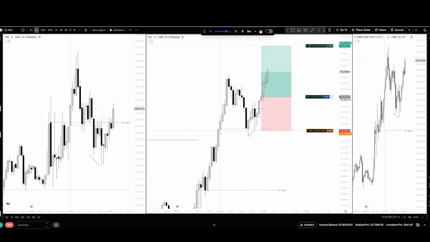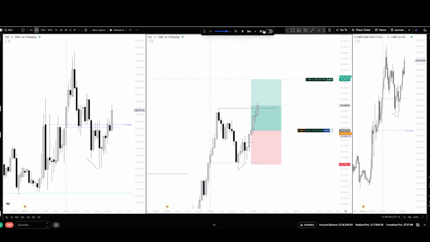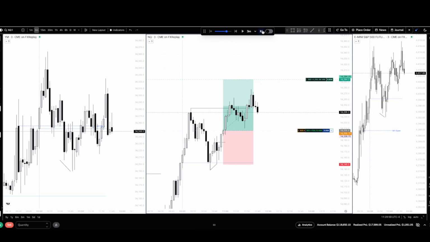So with that being said, stop goes to break even at the highest point of the day, and then you just hold for 1.5 R. Do we get it?